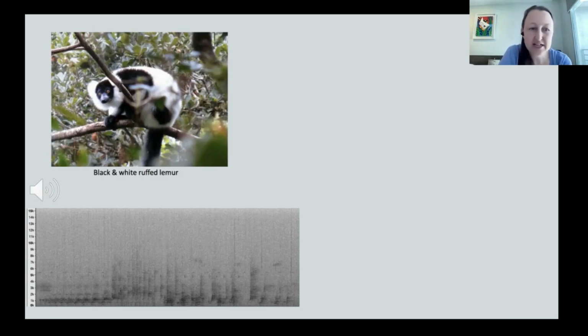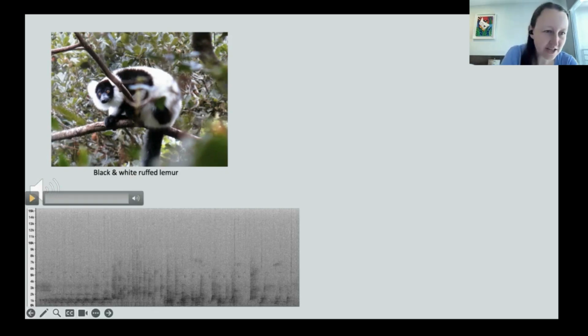Acoustics, as I mentioned, are very good for vocal species, obviously, like the ruffed lemurs. I promised that there would be animal calls, so as promised.